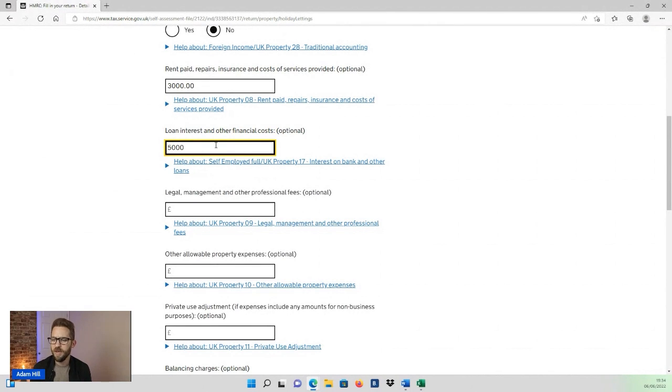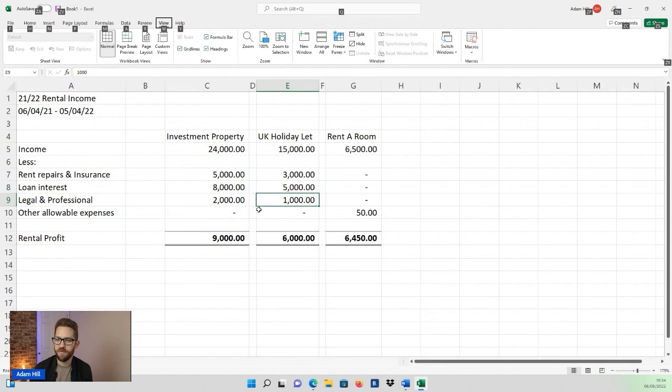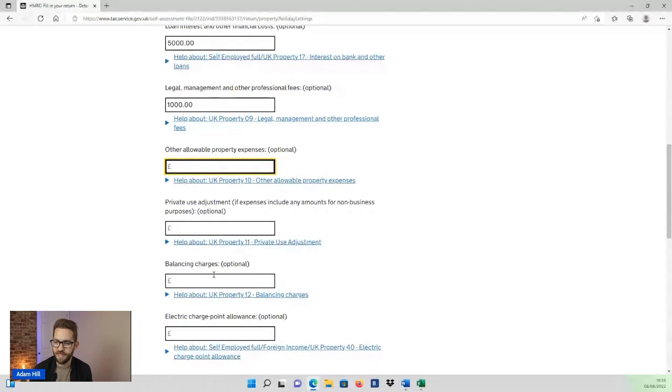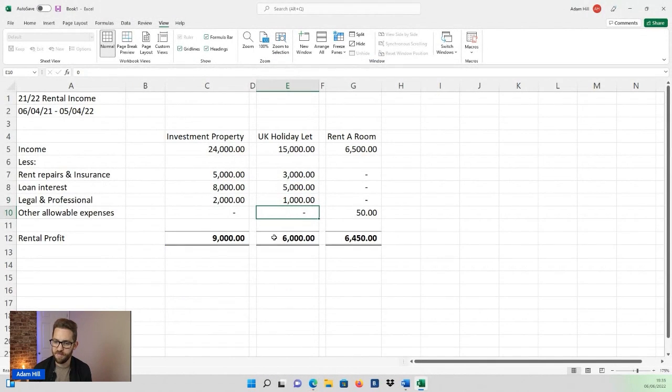Remember, with holiday lets, your loan interest is still an allowable expense. So this will get deducted before my tax is actually calculated. Whereas with investment properties, it doesn't work like that anymore, and we'll go through that in a second. Legal and professional fees of £1,000. And then no other allowable property expenses. We didn't have anything in this box here.